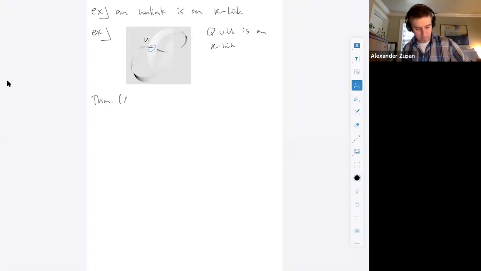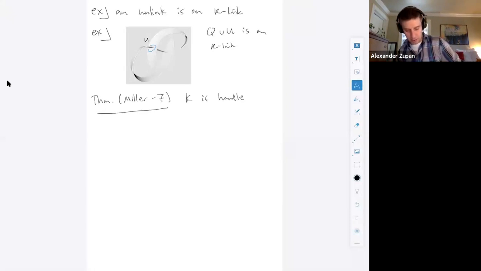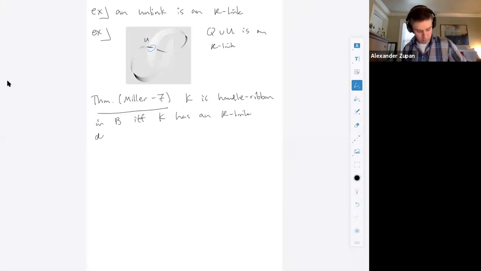Here's the theorem, or the first theorem. So we prove that K is handle ribbon in B if and only if K has an R-link derivative L such that B sub L is equal to B.